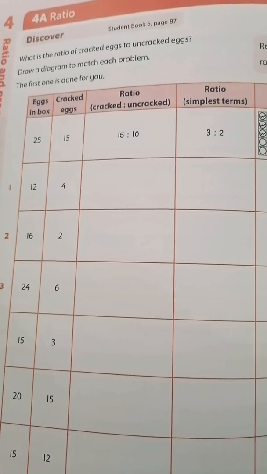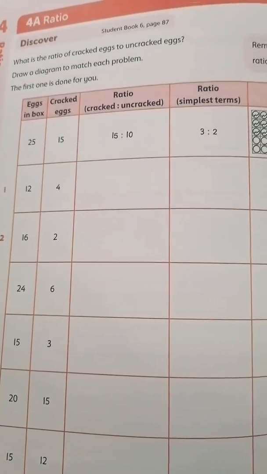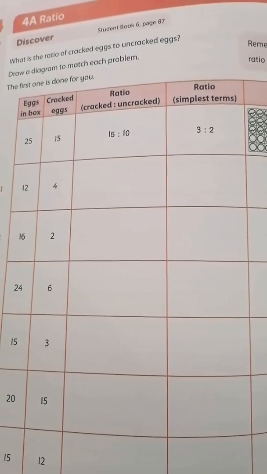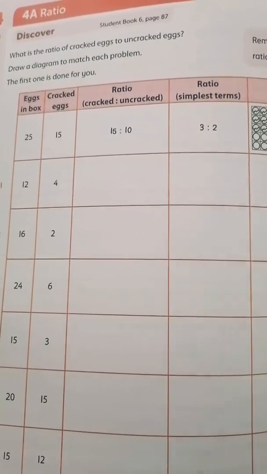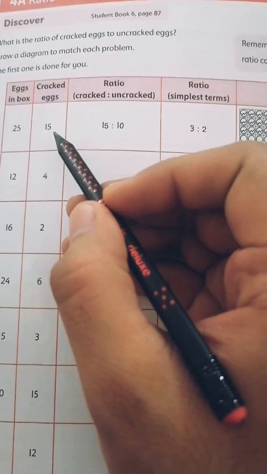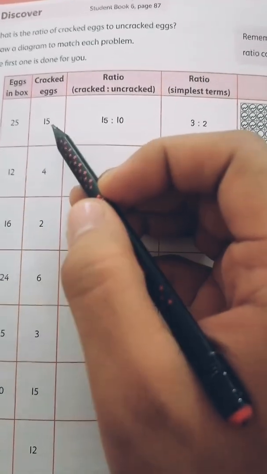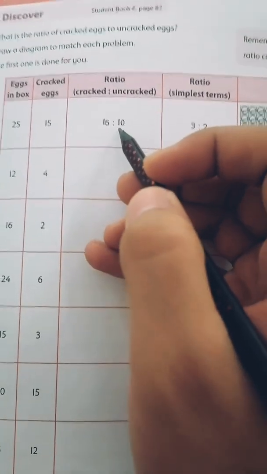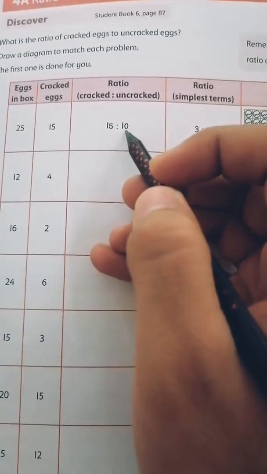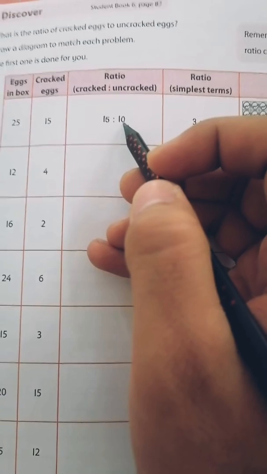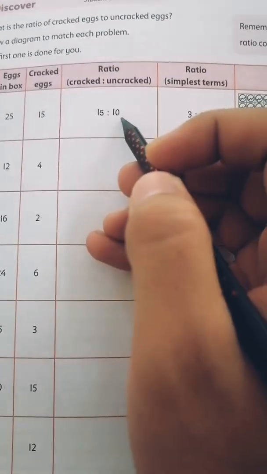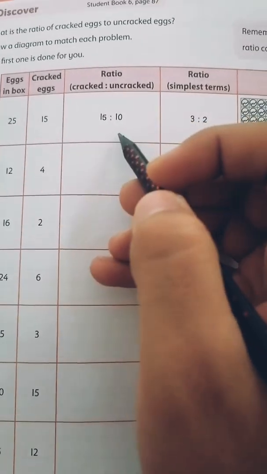Page 78 is about ratio of cracked eggs to uncracked eggs. Draw a diagram to match each problem. The first one is done for you. Now, how many cracked eggs do we have? 15. And total eggs are 25. So 25 minus 15 is what? 10. So we write 10. This 10 means these are good eggs now, the uncracked eggs, okay? And 15 are cracked, so we write 15 ratio 10. Now write it in the simplest form.